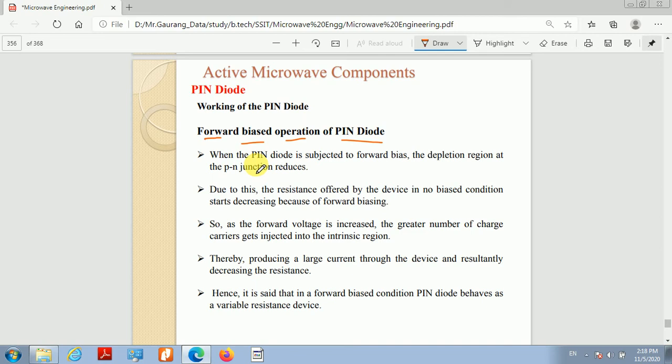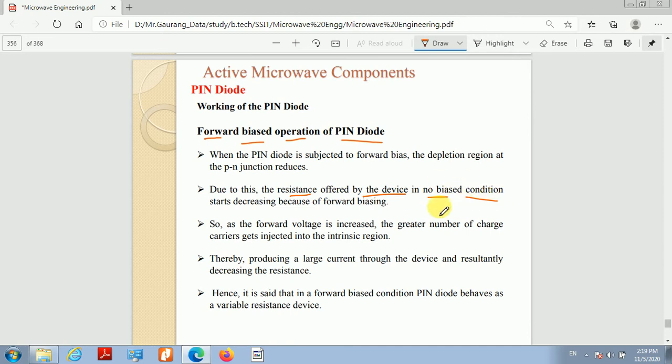Now what do you mean by the forward bias? Forward bias means the p-type material is connected to the positive terminal of the battery, and the n-type material is connected to the negative terminal of the battery. Okay, and if the width of the depletion region is reduced, then the resistance offered by the device is also decreased as compared to the no bias condition.